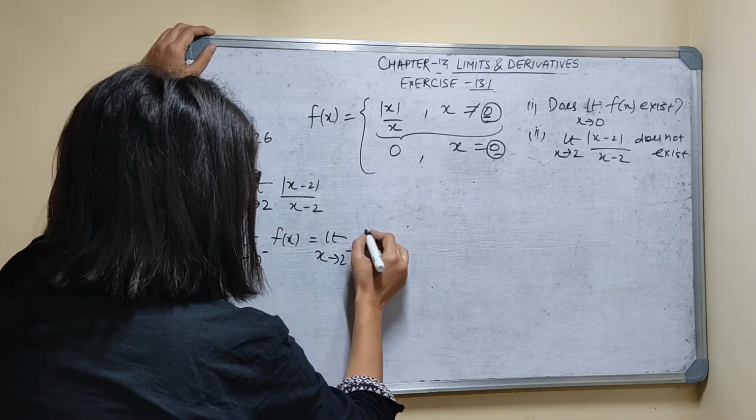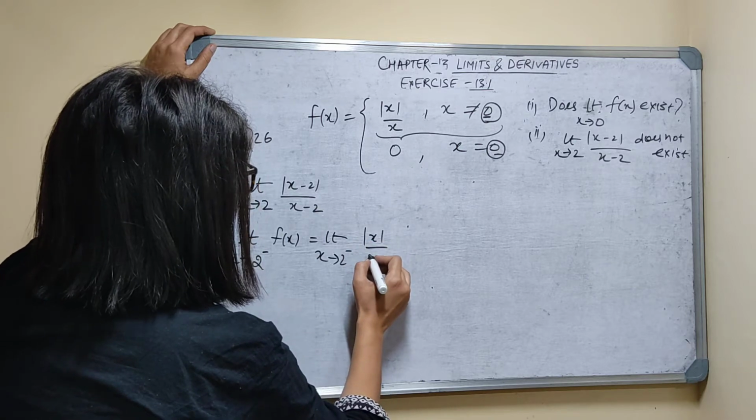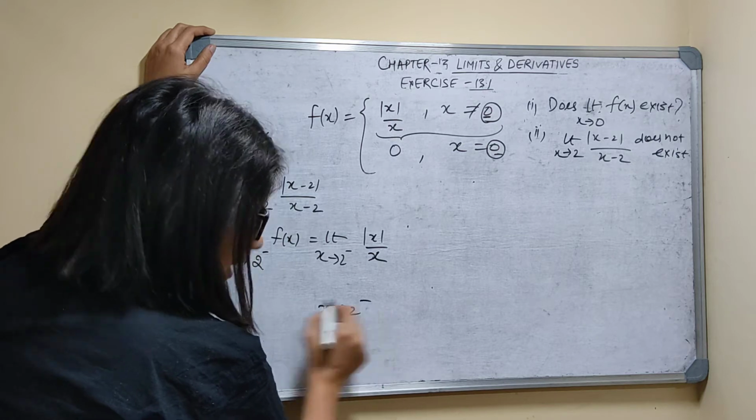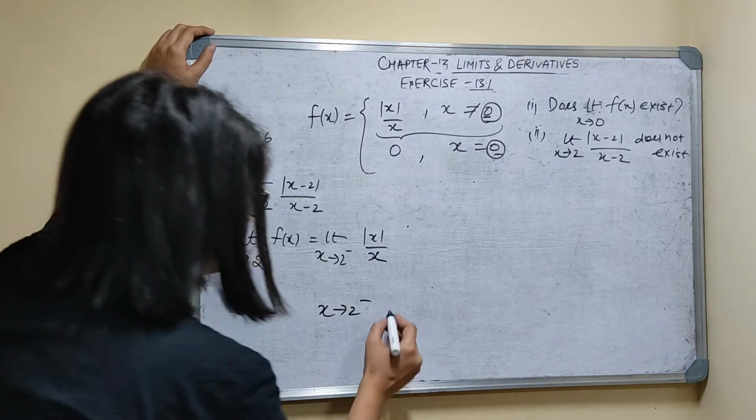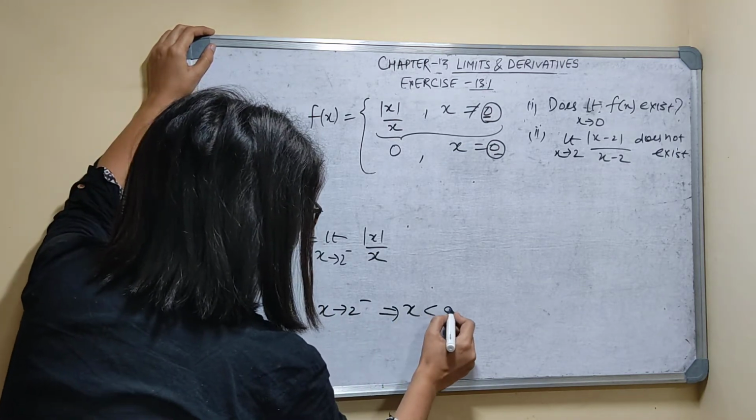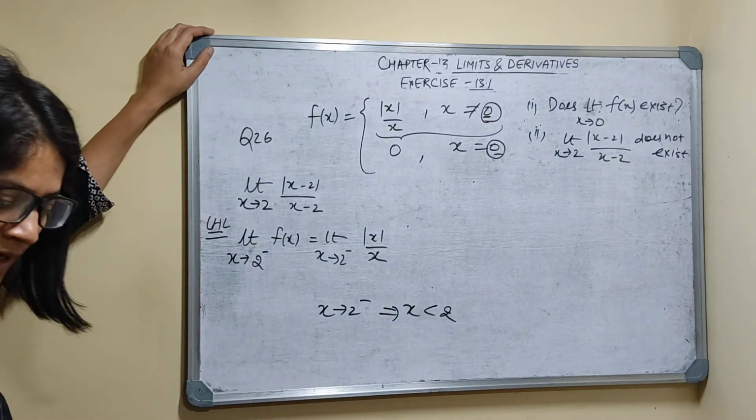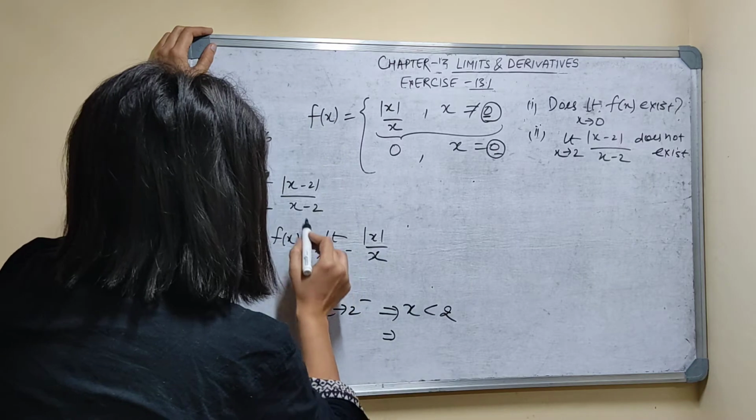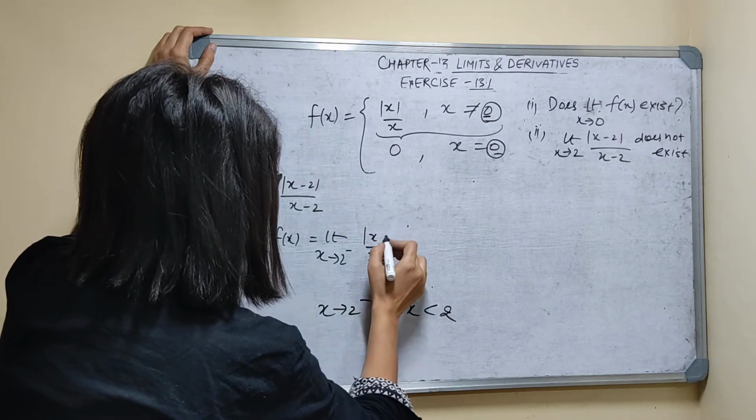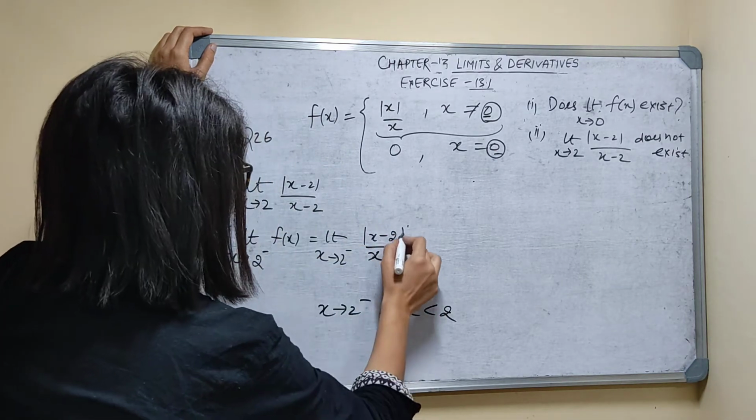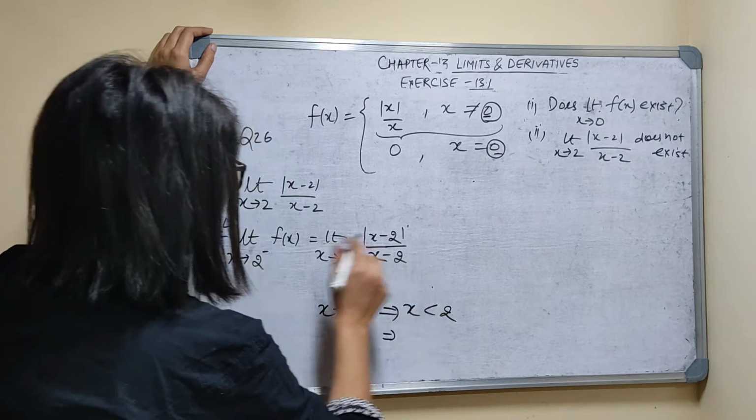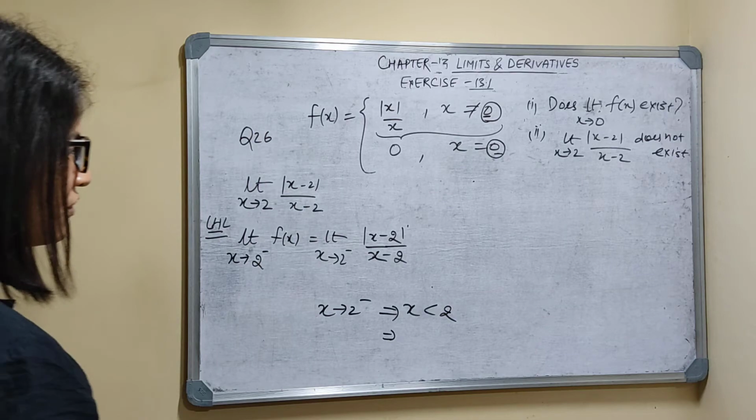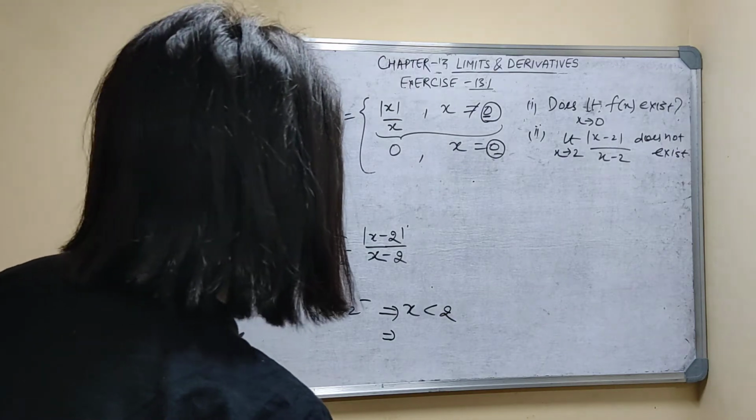So mod of x upon x, this function only I have to take. X tends to 2 minus. X tends to 2 minus means what? X is less than 2. That is sure, x is less than 2. If x is less than 2, so here it is what? Here it is x minus 2 upon x minus 2. This is the function, mod of x minus 2 upon x minus 2.